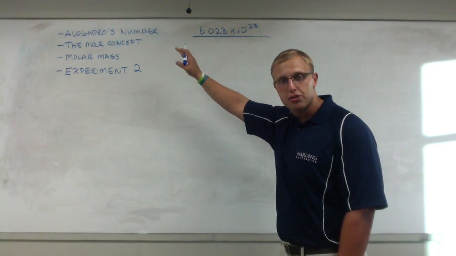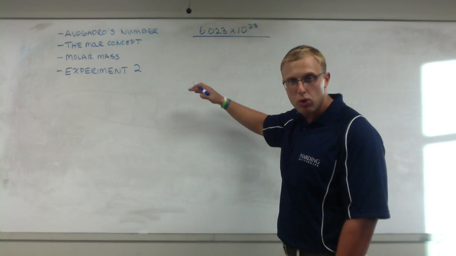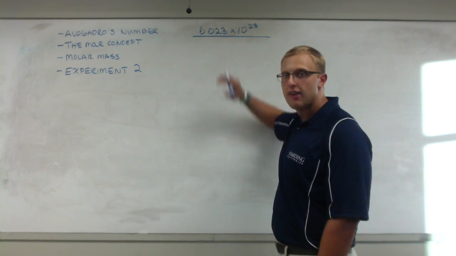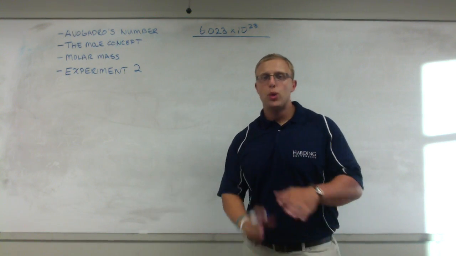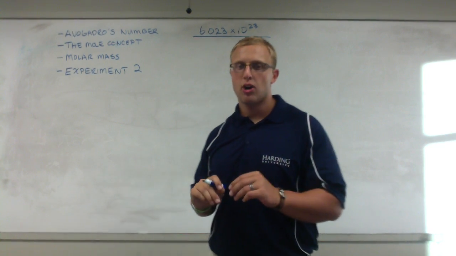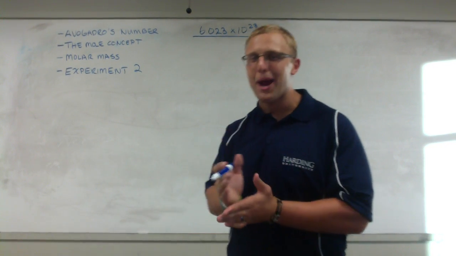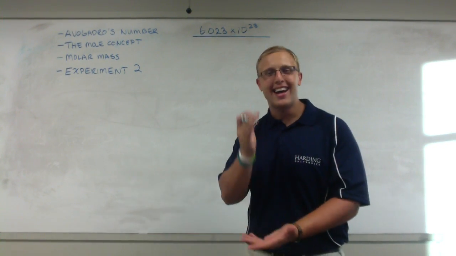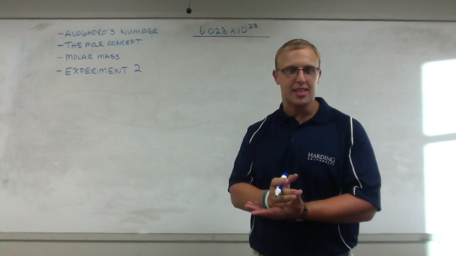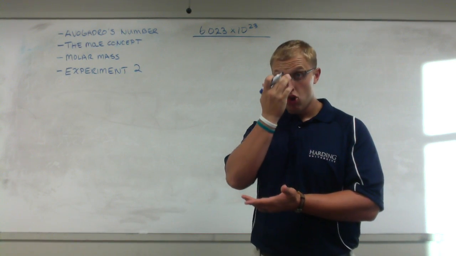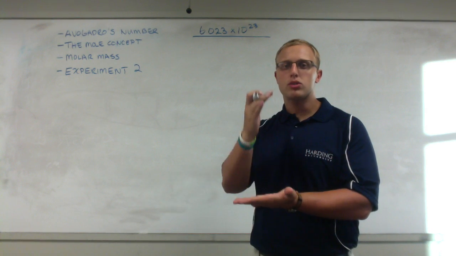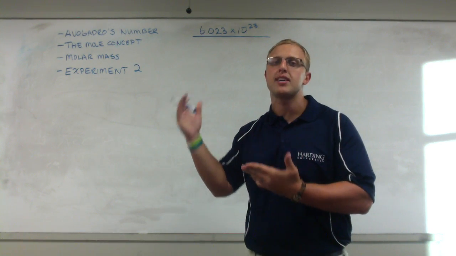Again, Avogadro's number. What does a mole equal? Equals Avogadro's number, right? We can have a mole of anything. I'll keep coming back to this. I'll keep hammering it home because, man, I tell you, this is a hard concept for people to get, all right? 1 mole equals 6.023 times 10 to the 23rd.